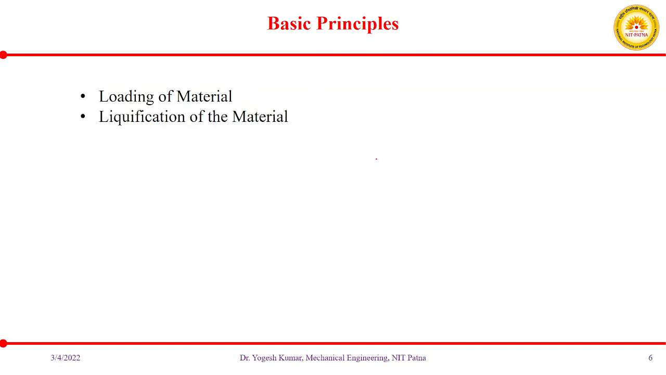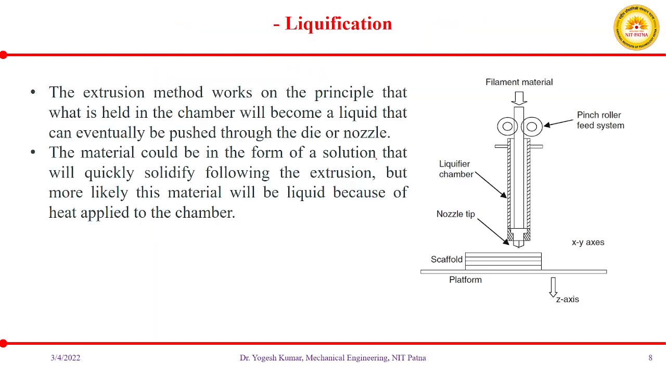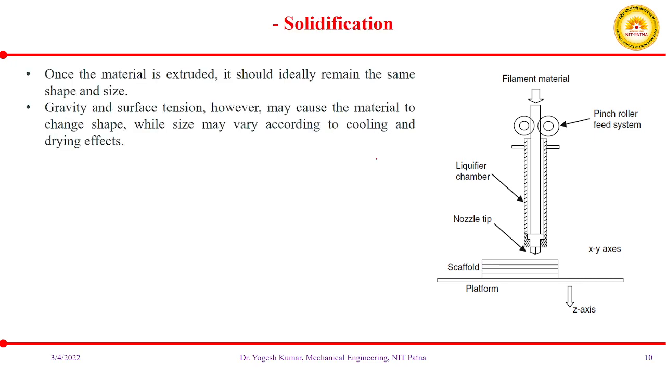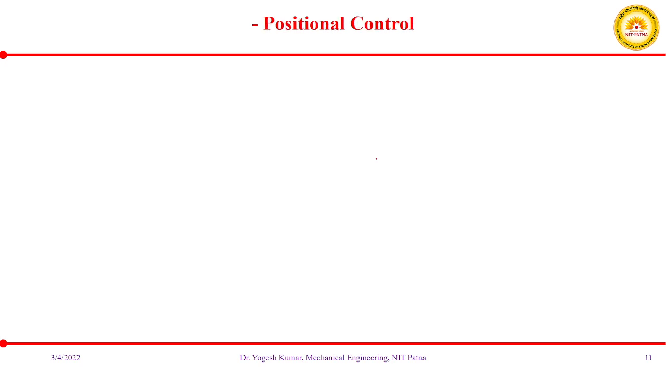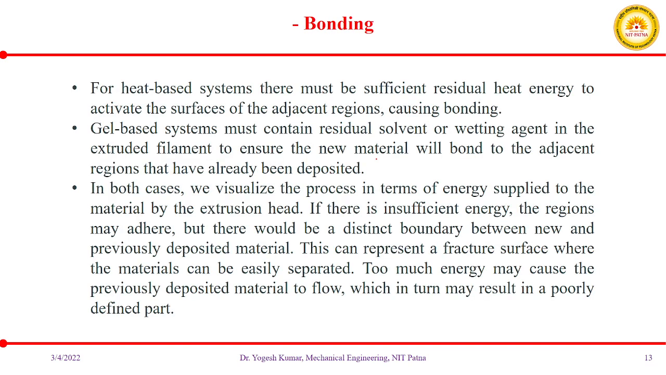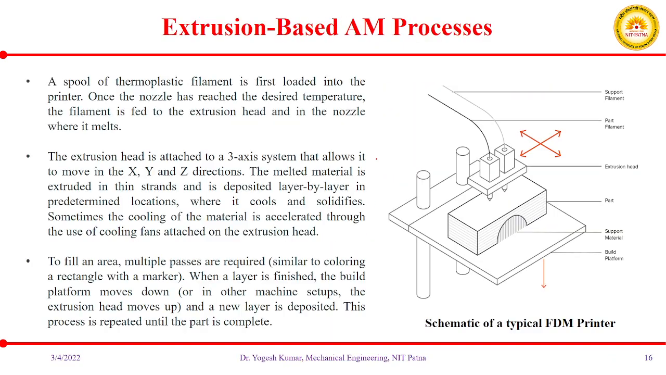So this we have discussed: the loading principle, types of liquefaction, how extrusion is done, and how solidification takes place in your printed layer. Then positional control, and the energy required for the bonding of material, that is, the material which is being printed as well as the previously printed material or the support material.